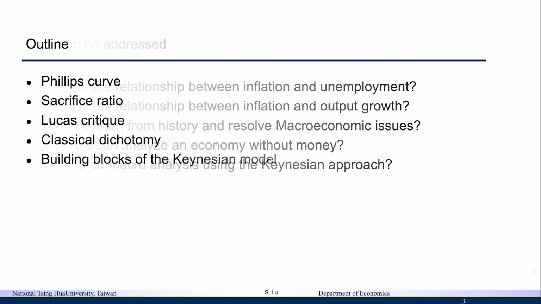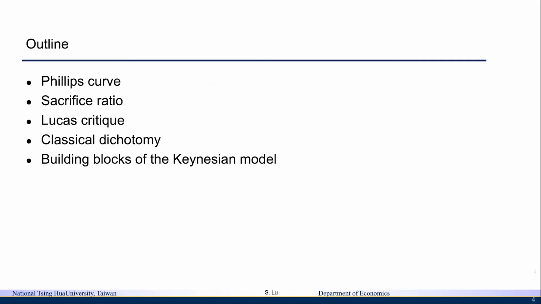Therefore, the outline for today is as follows. We want to first talk about the Phillips curve, which will be able to address the relationship between the inflation rate and the unemployment rate. Then we are going to talk about the sacrifice ratio, which is going to show the relationship between the inflation rate and the output growth rate.